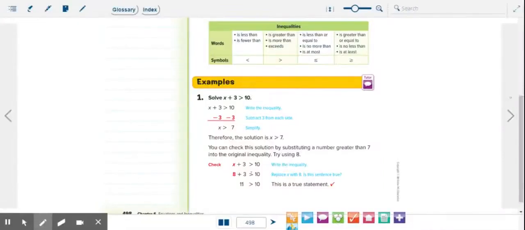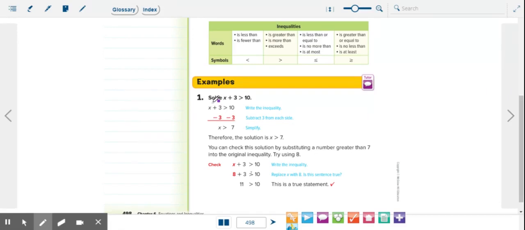To solve an inequality, you would solve it just like you would an equation. You are going to do the inverse or opposite operation. Let's take a look at example 1. Solve x plus 3 is greater than 10.